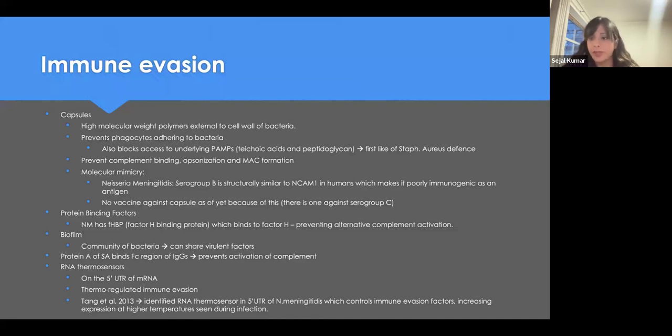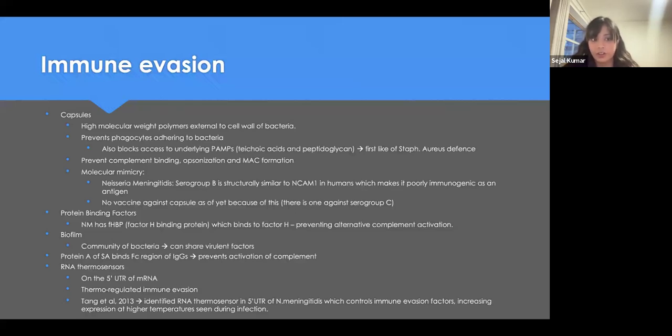Capsules also prevent complement binding, opsonization, and MAC formation. And then they're also important in molecular mimicry. For example, Neisseria meningitidis serogroup B is structurally similar to NCAM1, which makes it poorly immunogenic. And that's a reason why there's no vaccine produced against the capsule yet, because serogroup B is a big part of the capsule, whereas there is one against serogroup C.